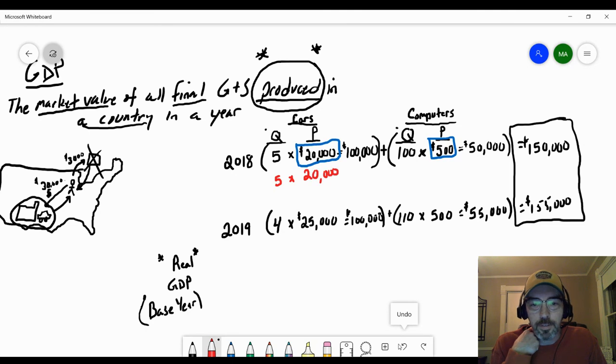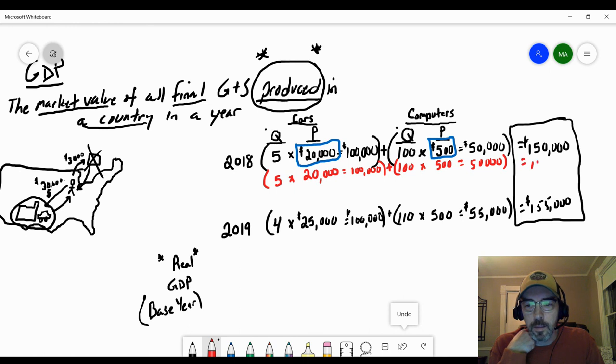So this is all going to work out the same here. So $100,000 in cars. And then we're going to do the same for computers. And we'll use the price from 2018. And so we get $50,000 in computers. When we add together our values of cars and computers, of course, we get the same answer we had a few moments ago when we calculated GDP. Well, that's not very interesting. It's the same number. But that's because 2018 is our base year.